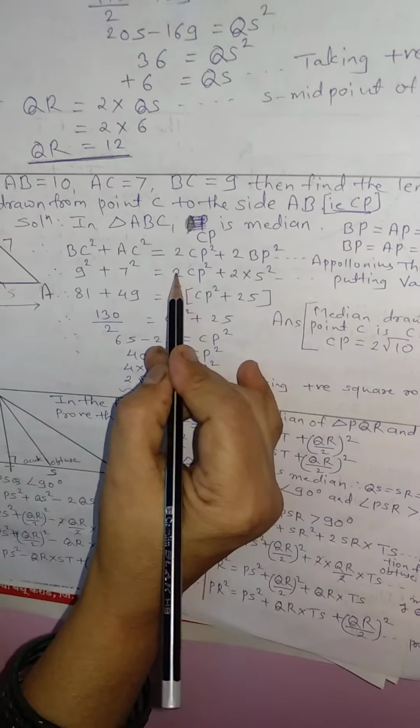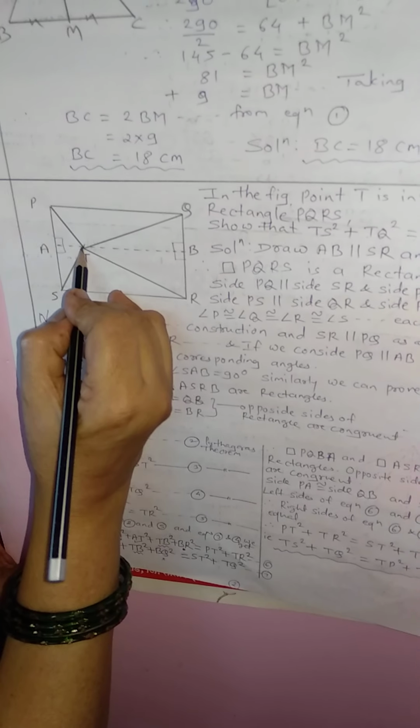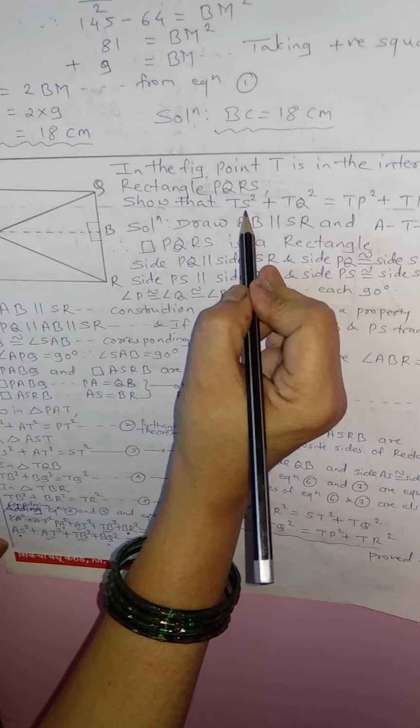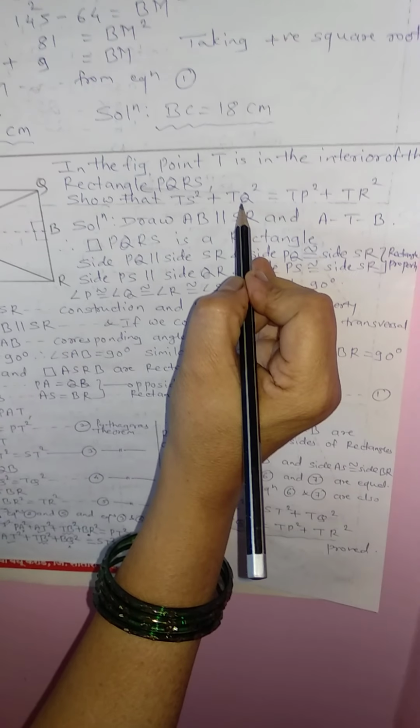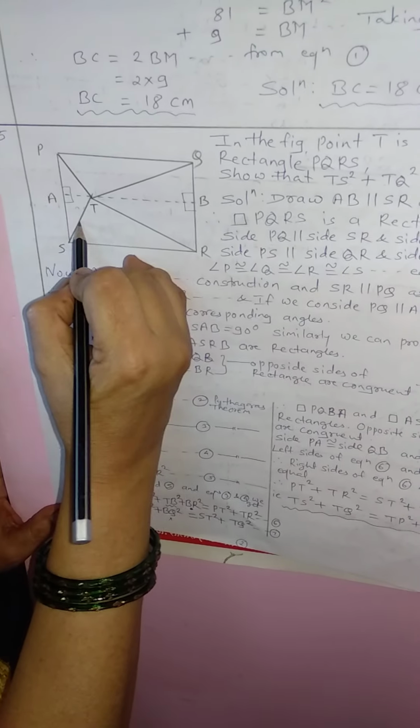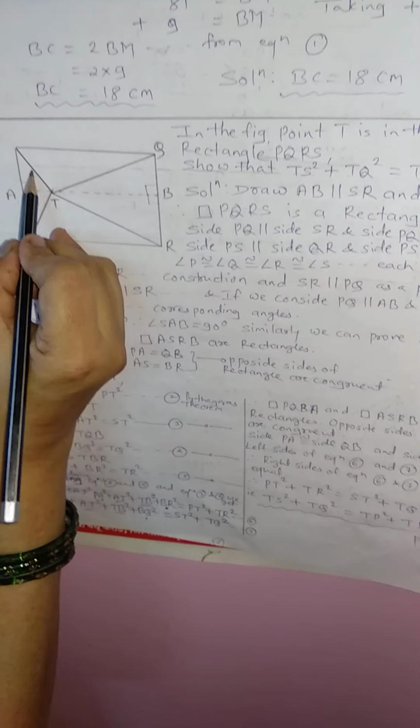The fifth example is a little bit lengthy. Such types of examples generally come for 4 to 5 marks in the paper. Question: in the figure, point T is in the interior of the rectangle PQRS. This PQRS is a rectangle and the interior point T is given. From that we are asked to show TS square plus TQ square is equal to TP square plus TR square.